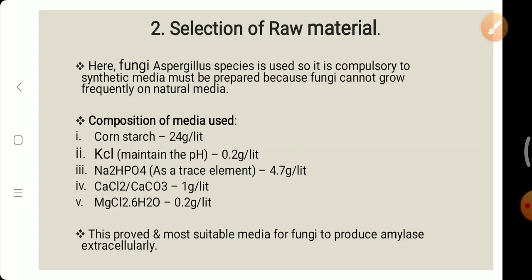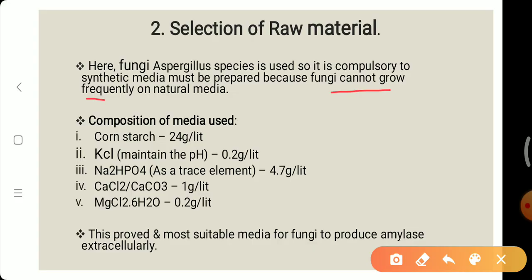Second step is selection of raw material. Fungi cannot grow frequently on natural media, so for that we provide synthetic or artificial media. Here is the composition of this medium, containing cornstarch, KCl, Na2HPO4, CaCl2 or CaCO3, MgCl2·6H2O.